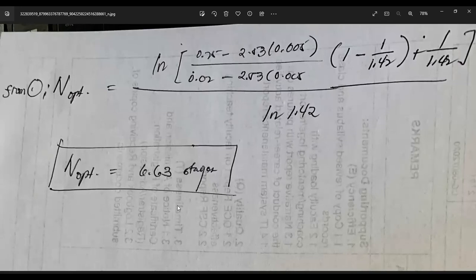In here, we don't round off to the nearest whole number. Why? Because these are all computations. So in the actual column, of course, you will have the actual numbers. But in here, since these are computations, the optimum number of stages is 6.63. The same thing when you determine the theoretical number of stages. If it has decimal, then answer also in decimal. Don't round it off to the nearest whole number. So this is your quiz on gas absorption.